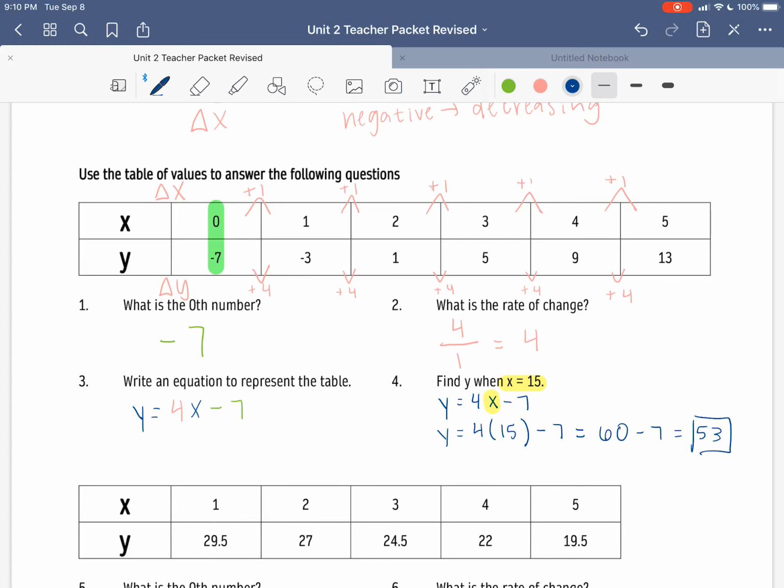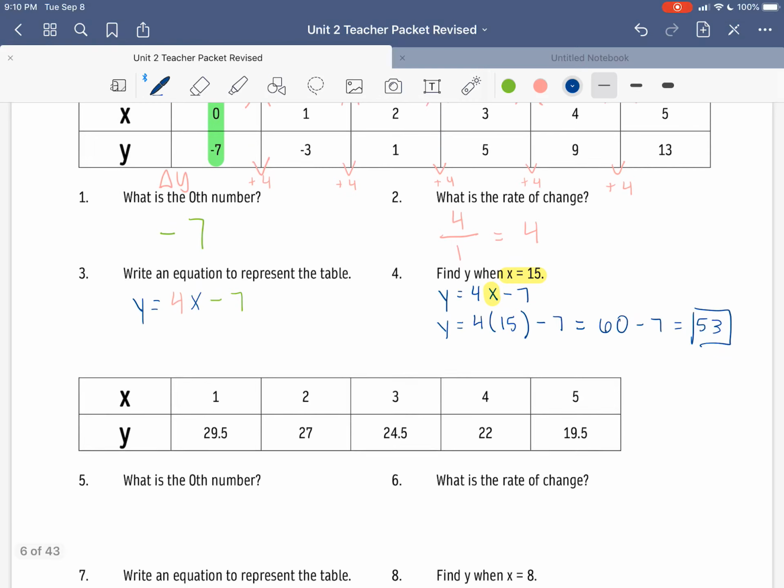So if I kept my table going for a while, when x is 15, y would be 53. Now, if you think this is kind of making sense to you, feel free to pause and try the next one by yourself and then check it with the video. If you think you need one more example, just keep on going with me.